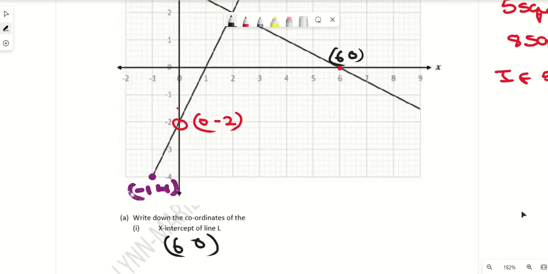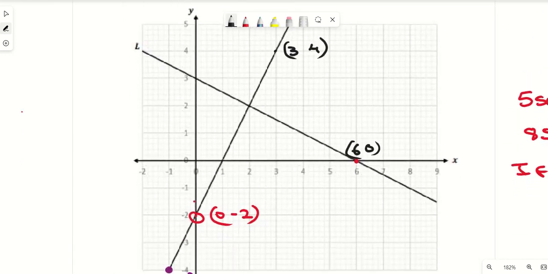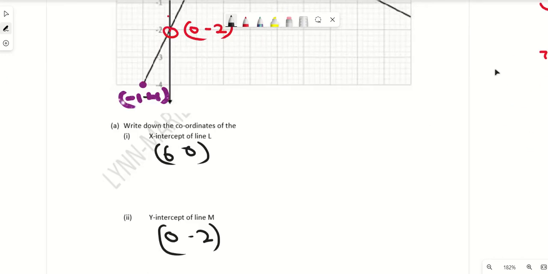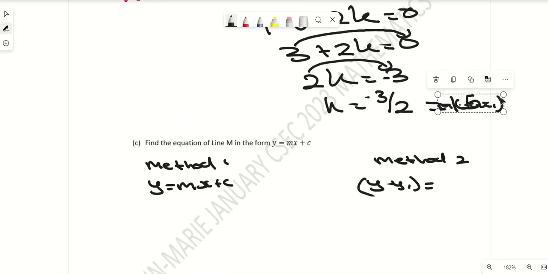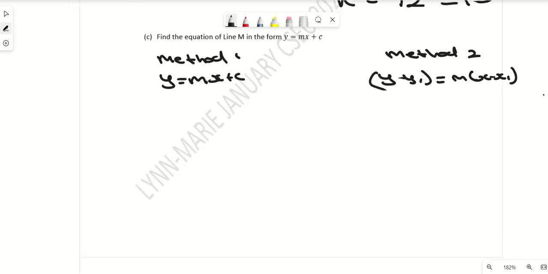Maybe not this one. Hold on. It's not 4. It's -4. Right? So 3, 4 and -1, -4. So undo that. So it is 3, 4 and then -1, -4. Right? Those are the two coordinates.